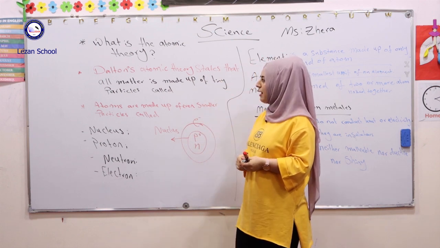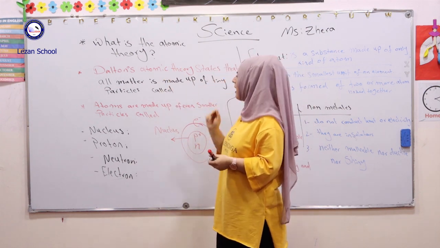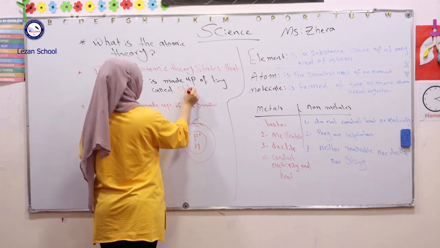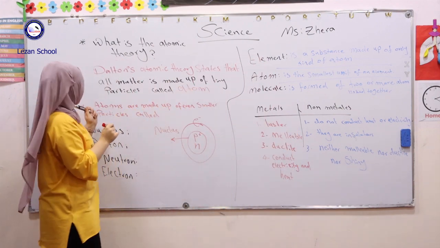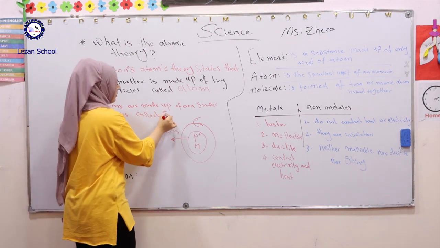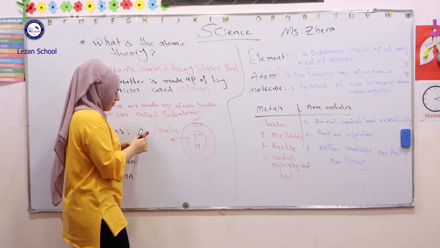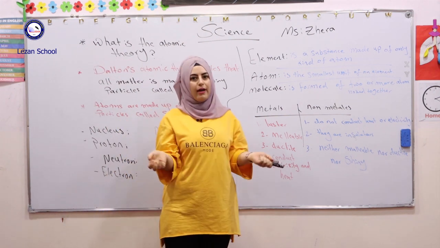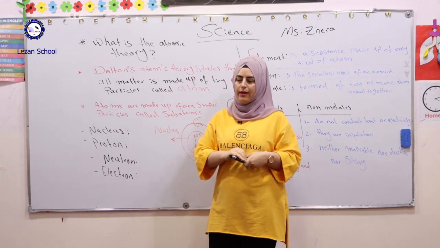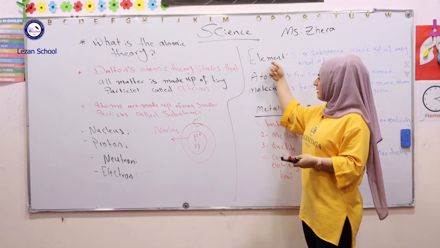We will do a review about that. Dalton's atomic theory states that all matter is made up of tiny particles called atoms. After that, atoms are made up of even smaller particles called subatomic particles. So all matter is made up of atoms, and atoms are also made up of 3 particles called subatomic particles. After that, we will go towards the element, the atom in the element, and the molecules.